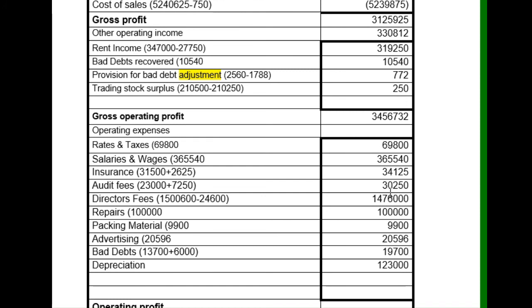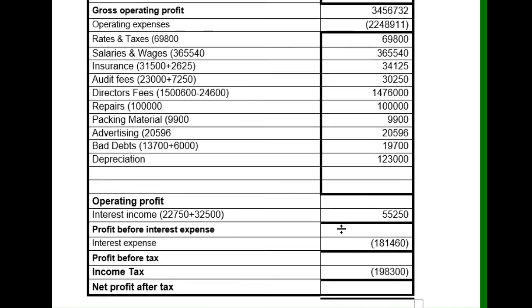So of all the items I've done all the calculations, I can now add up everything inside the block. So it's everything from the rates and taxes to the 123,000 depreciation. It is expenses, it must be in brackets, it makes the profit less. So it's 224,8911 in brackets. Again, I've got open lines, I ignore them.